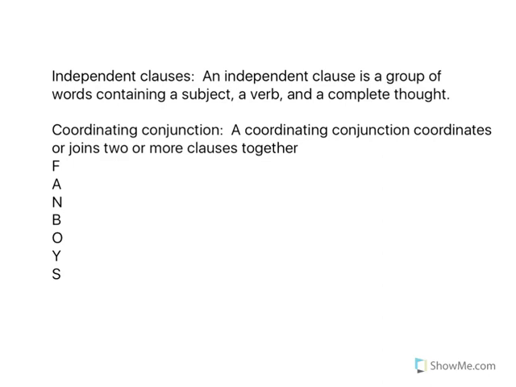The second definition is for a coordinating conjunction. A coordinating conjunction coordinates or joins two or more clauses together. And what we've learned here is the types of coordinating conjunctions we know of are called fanboys. And this stands for: and, nor, but, or, yet, and so.